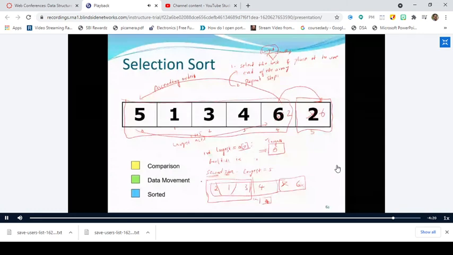2 is the largest element. Now you swap 2 with 1, right? So it becomes 1 and 2. So by this, you have made the list of elements to be sorted in the ascending order. This is the logic behind the selection sort.